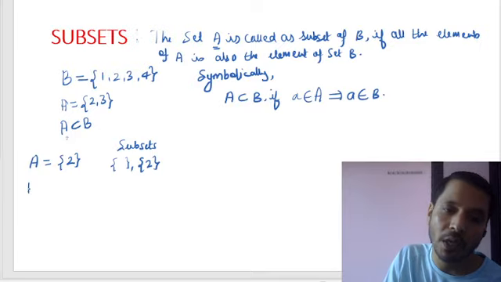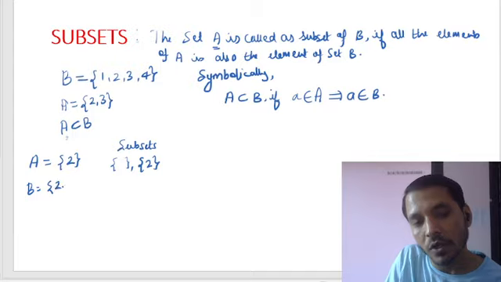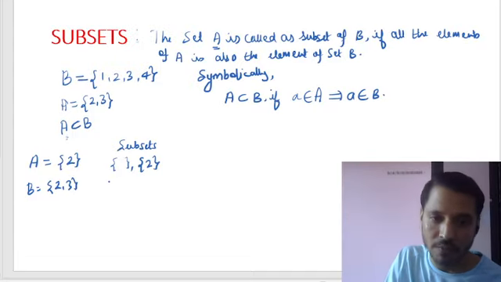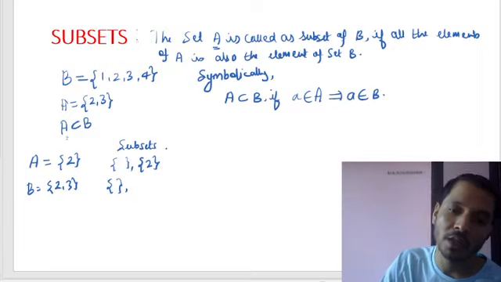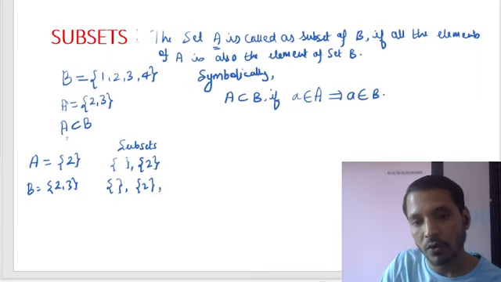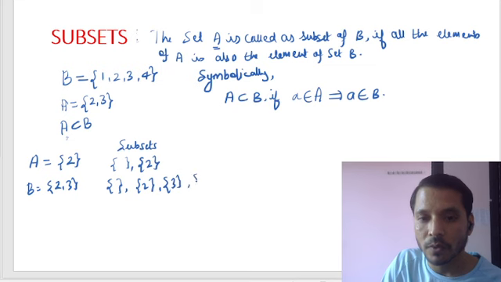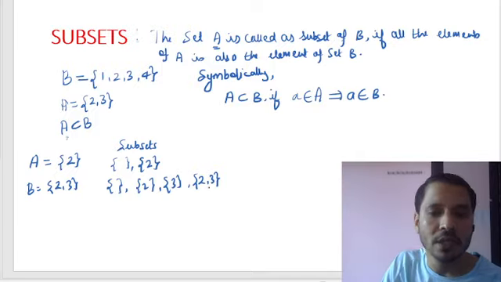Let us suppose we have another set B that consists of two elements, 2 comma 3. Then what will be the subsets of this set B? The first will again be the empty set, since the empty set is the subset of every set. Now another one will be 2, or next 3 will be the subset, and the last one will be the set itself, that means 2 comma 3. So these are the subsets.